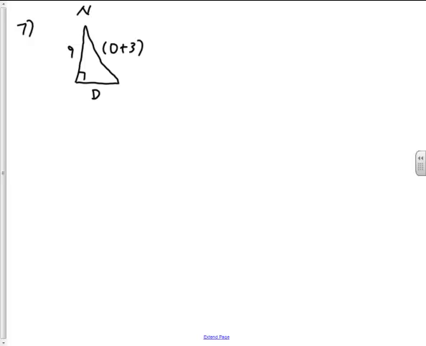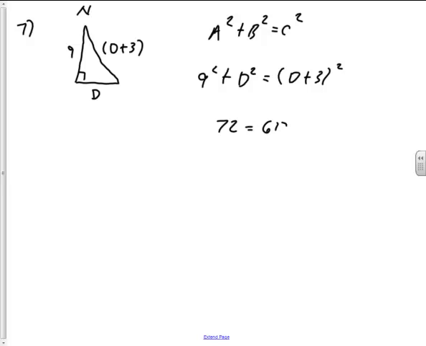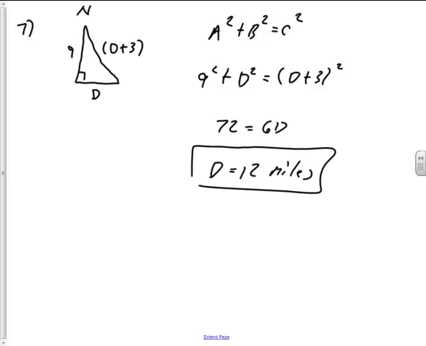So we can set it up. We can use a squared plus b squared is equal to c squared. So in this case we have 9 squared plus d squared is going to be d plus 3 squared, and so we actually solve for d, and we'll end up with 72 is equal to 6d. d is going to be 12, so it'd be 12 miles. So you can use the Pythagorean theorem to calculate that particular problem there.